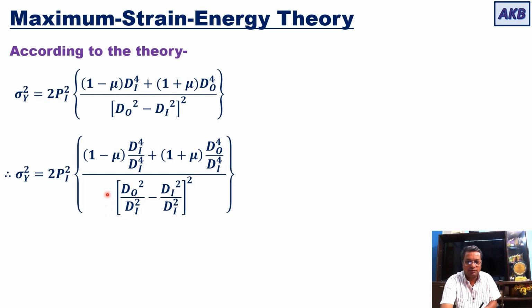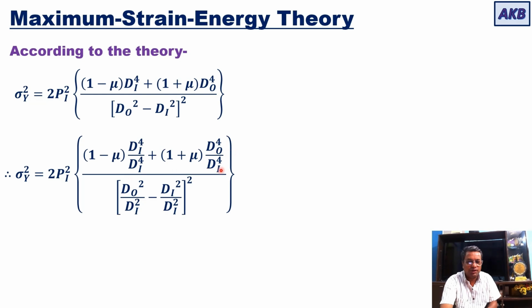And if I divide the numerator and the denominator by di raised to 4, and di raised to 4 is taken into the bracket, it will be di raised to square. And because you have a square over here, a term will be like this: do square upon di square minus di square upon di square. So what is going to happen? di raised to 4 over di raised to 4 will become 1.